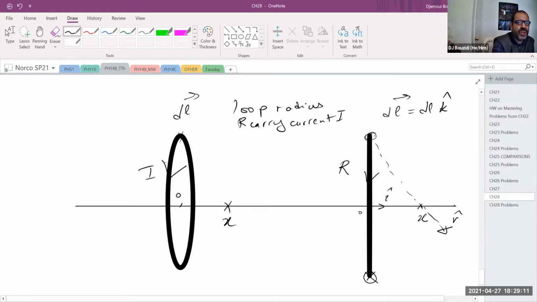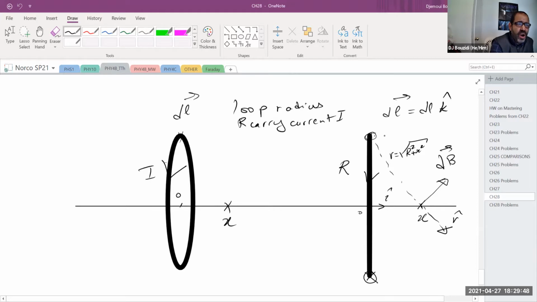So that is basically in a nutshell what we have here. At a distance x on the axis of symmetry, we want to find what the magnetic field is, okay? Because the dl is already in the k hat direction, I expect the magnetic field to be somewhere on the screen, because it has to be perpendicular to dl. And also, it has to be perpendicular to r hat. So this is the direction that I'm interested in. This is my dB actually, okay? And this distance, by the way, is equal to the square root of r squared plus x squared, okay?